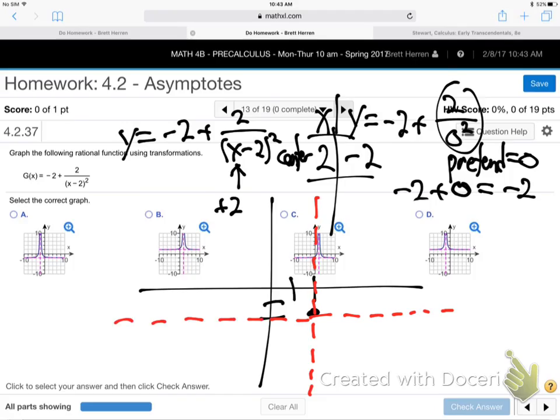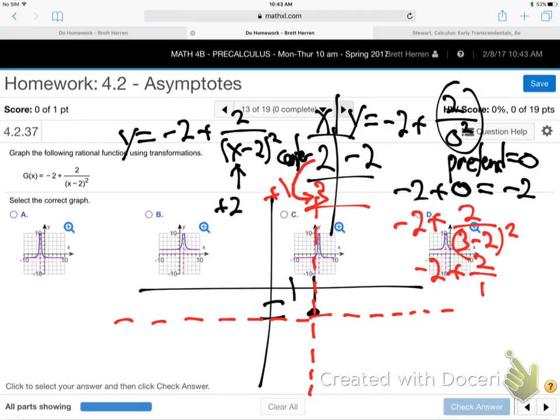So there we go. And then we add 1, plug in 3. What do we get? Negative 2 plus 2 over 3 minus 2 squared, negative 2 plus 2 over 1. Is that 0? Yeah, 0. Over 3, so 1, 2, 3, up 0 right there. So over 3 up 0, this was over 2 down 1.